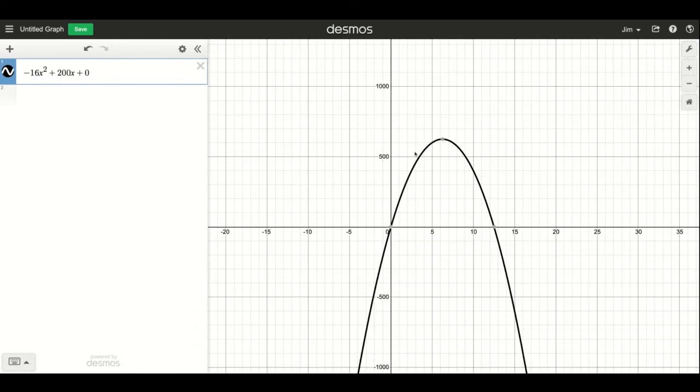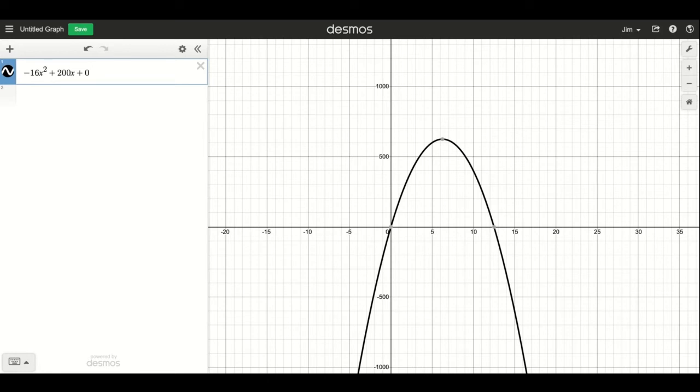Okay, now, this is the important part. Here, this point is 0, 0. So I'm going to write that down because I'm going to go back to my diagram. I'm going to put this in there. So 0, 0. I need to know where it crosses the x-axis over here. 12.5. 12.50. Okay? And then I need to know the vertex. Oh, the vertex, 6.25 and 625.